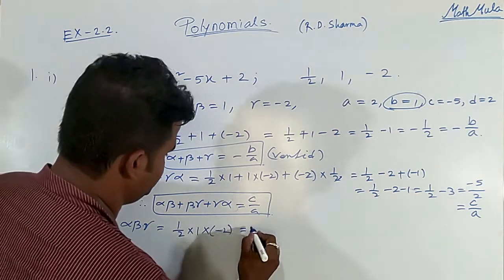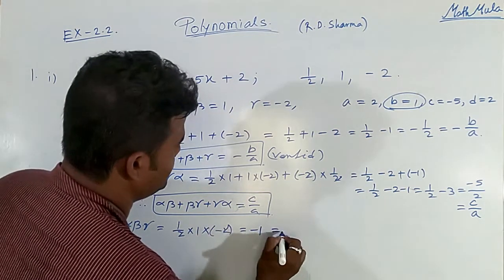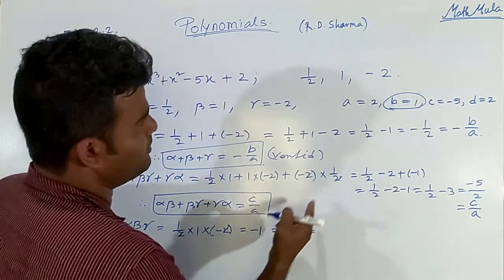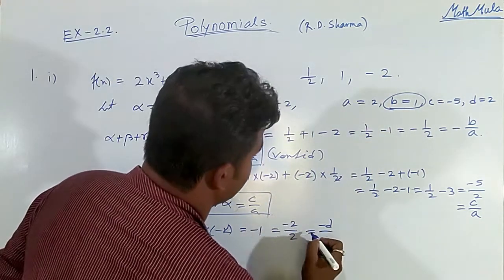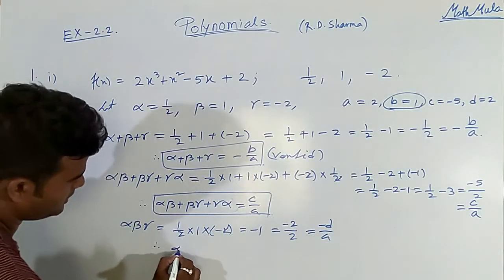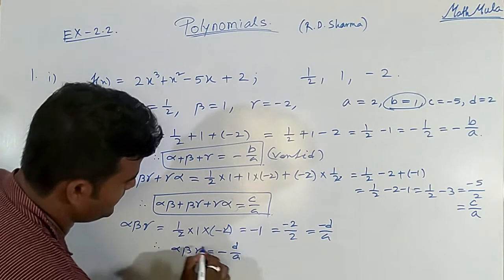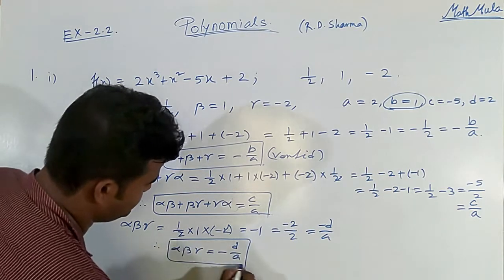Now for the third relation, the product of zeros is (1/2)(1)(−2). The 2 will be cancelled, and this is −1. Now −1 can be written as −2/2. So −2 means d, and 2 means a. Therefore alpha beta gamma = −d/a. Verified. That's it.